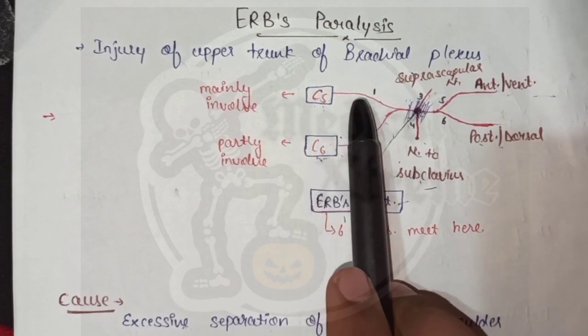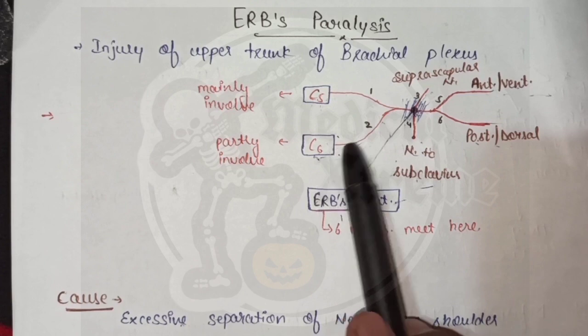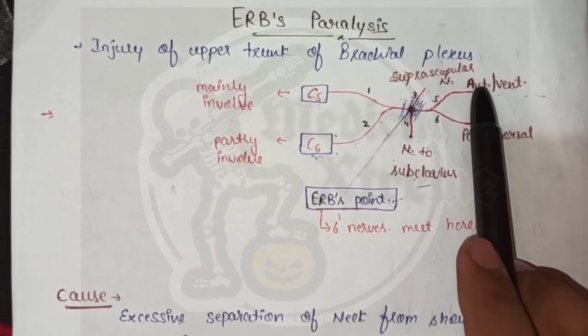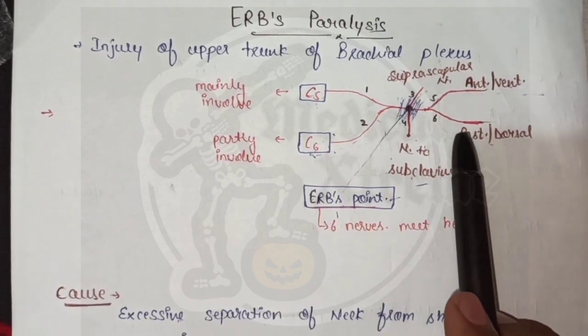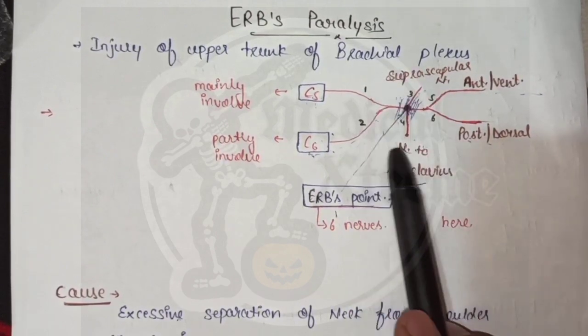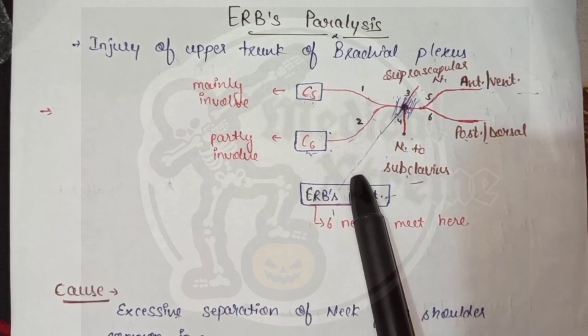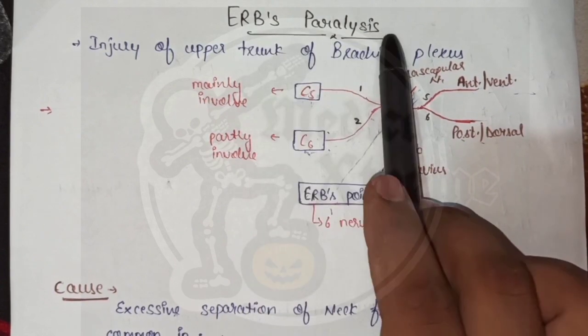What are the six nerves? The first one is coming from the C5 root, the second one is coming from the C6 root, the third is the suprascapular nerve, the fourth is the nerve to subclavius, the fifth is the anterior ventral division of the upper trunk, and the sixth is the posterior dorsal division of the upper trunk. These are the six nerves which meet at the point known as Erb's point, and if there is an injury at this point, then there will be an Erb's paralysis.